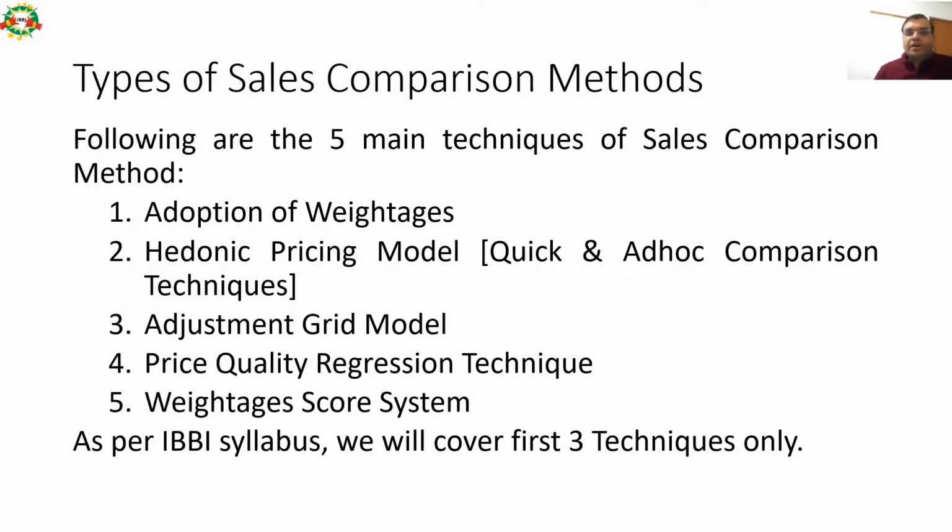So there are 5 main techniques of sales comparison method. Adoption of weightages, hedonic pricing model, it is also called quick and ad hoc comparison technique, adjustment grid model, price quality regression technique, and 5th one is weightages score system. So as per IBBI syllabus, only 3 techniques are covered. So we'll try to cover these 3 topics in the current session along with the case studies and examples.